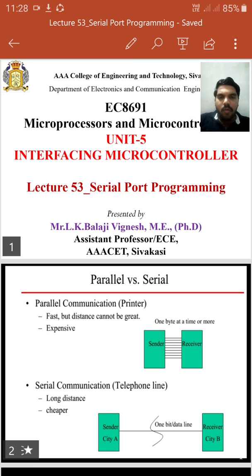Interfacing microcontroller. So we are going to discuss the topic serial port programming. In the last lecture class we discussed 8051 timers. Now we are moving on to serial port programming.